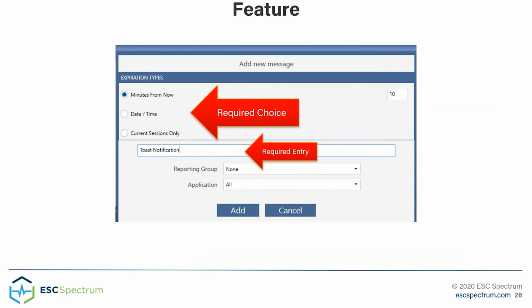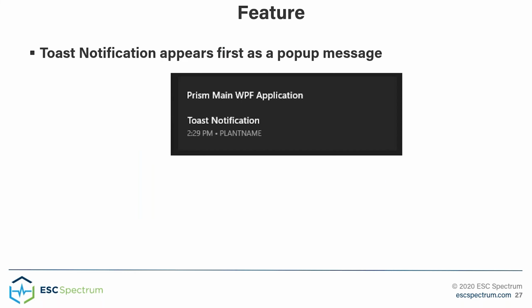And when you're in there, it gives you the option to schedule it to expire from so many minutes from now, or a certain date and time, or the current session. You can supply the message and so on. Things like this may be useful for reminding people to do certain tasks or calibrations or whatnot. And then when you do such a thing, you'll get this Toast notification pop-up message.